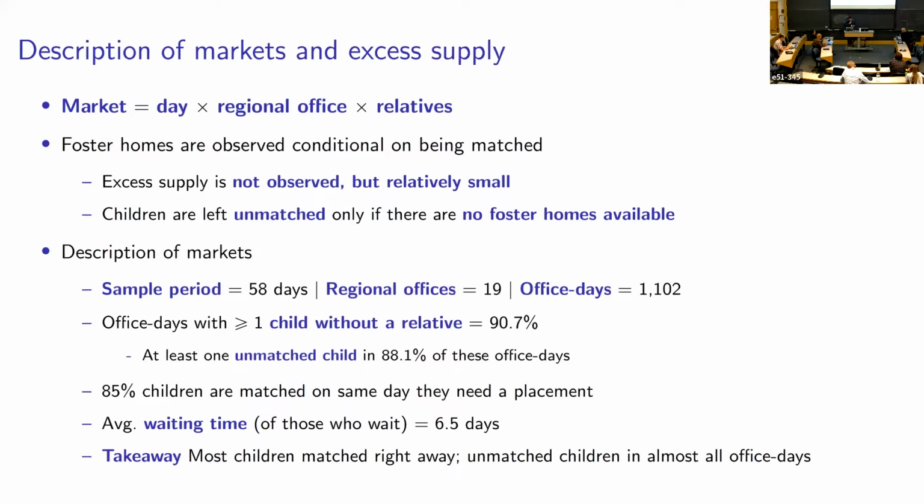Okay, so to give you some numbers describing the markets, the sample period is 58 days. There are 19 regional offices, which means there are over 1,100 office days. On the majority of these office days, 90% of them, there's at least one child that needs to be matched. This includes Saturdays and Sundays, so the children need to be placed all the time. And there is at least one unmatched child on 88% of these days. So it's not like these offices have a bunch of foster homes just lying around.